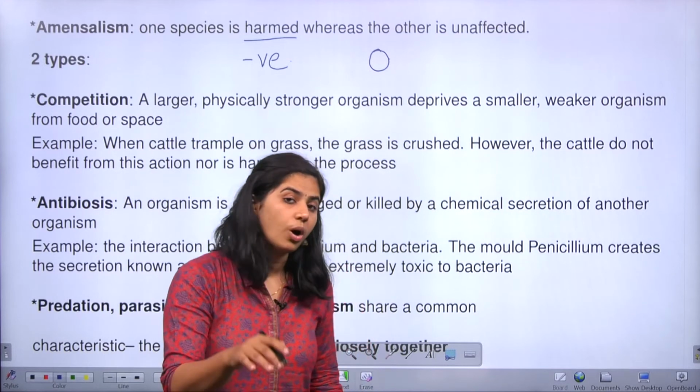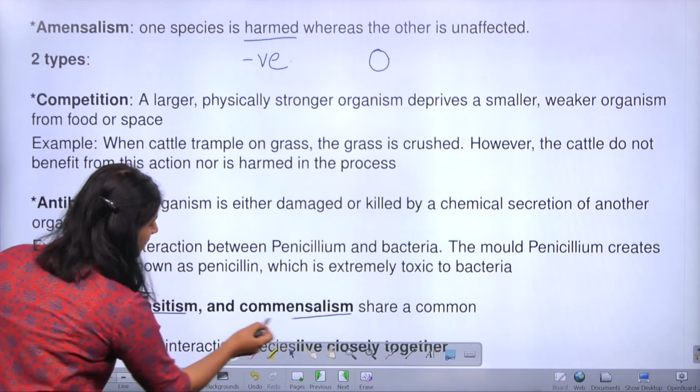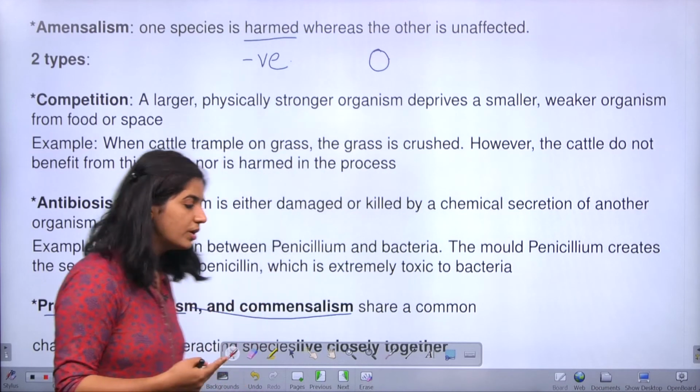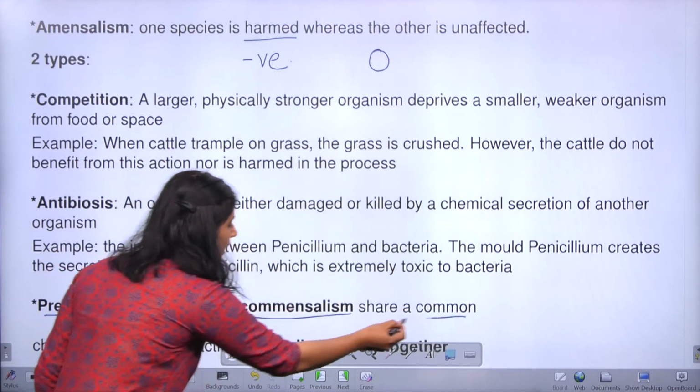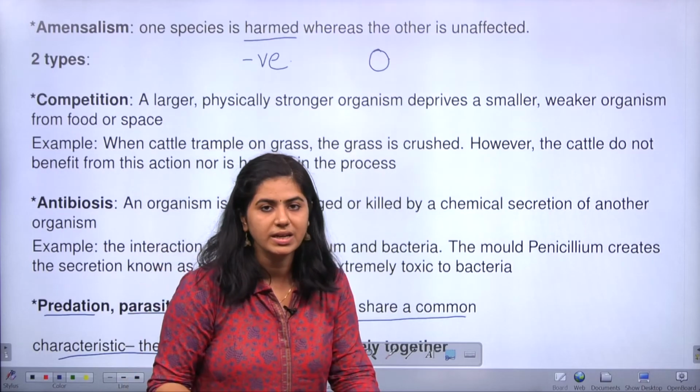Next, what is common in predation, parasitism and commensalism? For all three, the species should share common characteristics, or they may be interacting very closely compared to any other interaction.